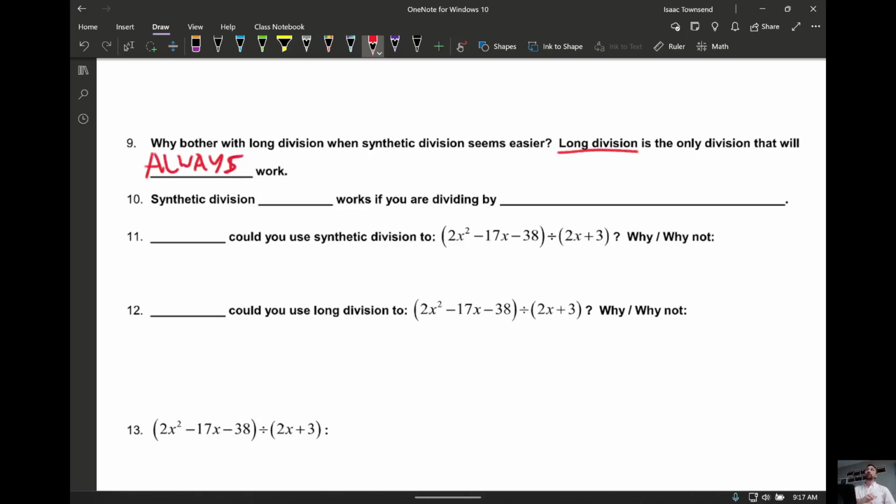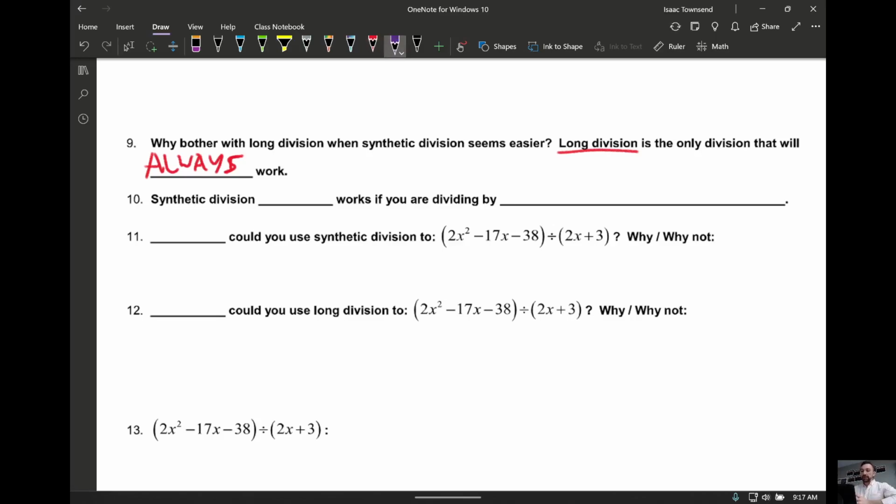So it's kind of like the quadratic formula for dividing. If you're only going to ever learn one way to solve a quadratic, it has to be the quadratic formula. If you're only going to ever learn one way to do polynomial division, it has to be long division, because it's the only one that works.